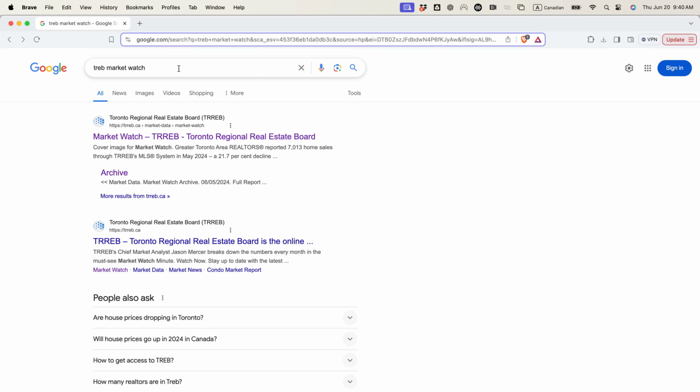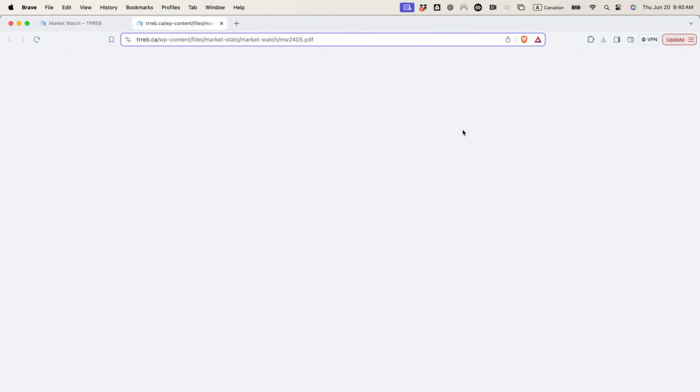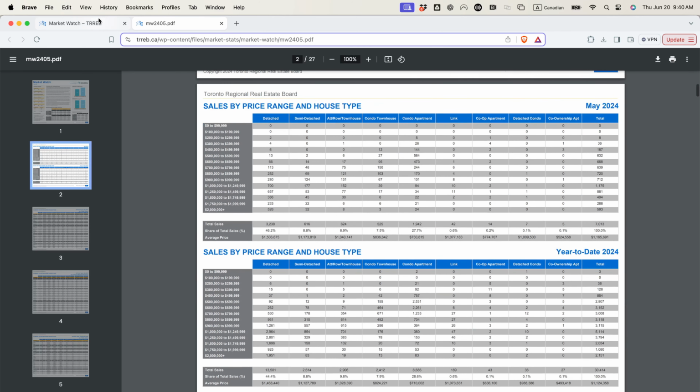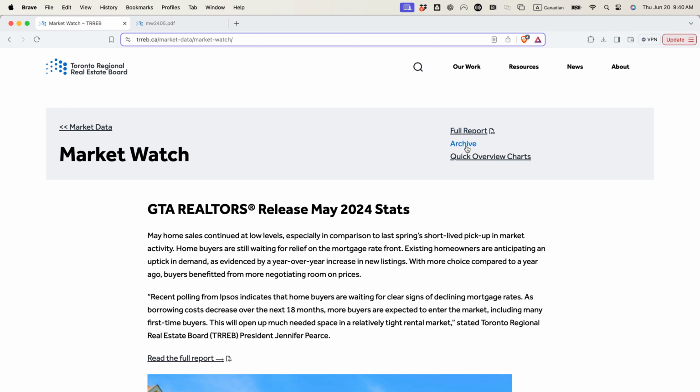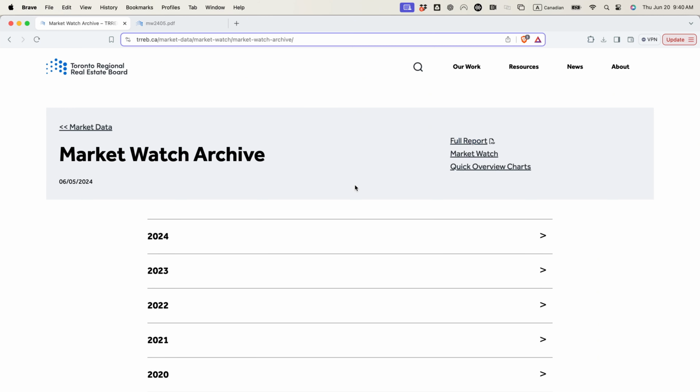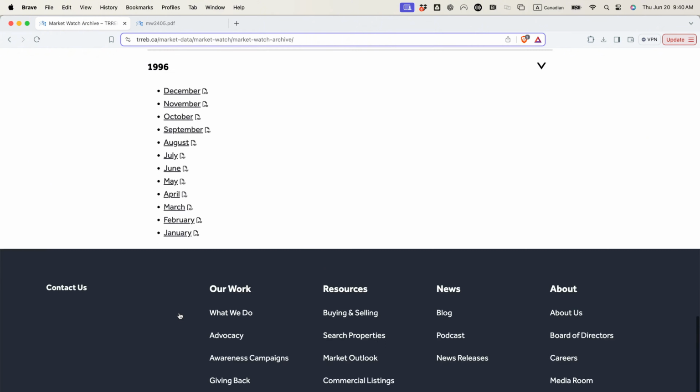To do a proper market analysis, you need to have good data. You can get this data by searching for TREB Market Watch. It should be one of the first links in your results. This report is provided to the public monthly at the start of each month, so you can easily access this data. You can also view past market reports dating back to January 1996.